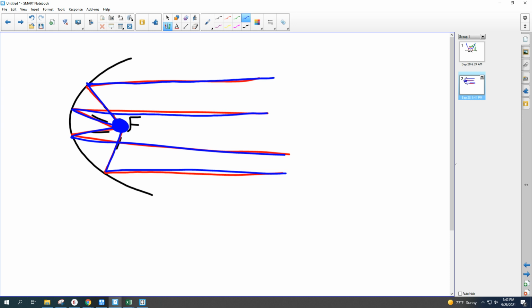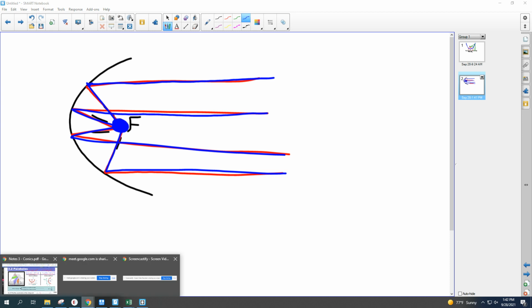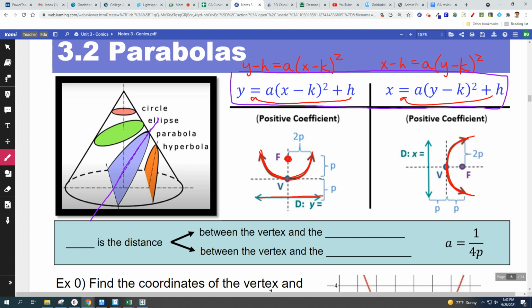So it does have some practical uses, believe it or not, and that's what we're looking at when we're talking about a focus. The hardest thing will be understanding how we get that focus and how we get that directrix. It's going to involve finding this distance right here, and this distance is going to be P. So P is the distance between the vertex and the focus, but it's also the same as the distance between the vertex and the directrix.